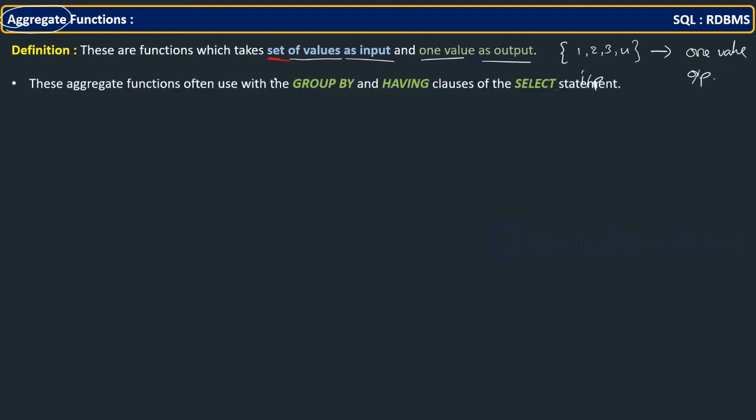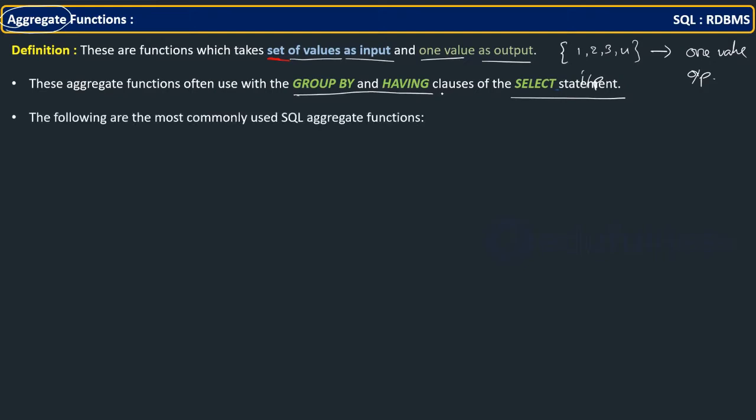These aggregate functions are used with the group by clause and having clause of the select statement, and we will see how to use all of these. Now the following are the most commonly used ones. Let us see sum. These are the set of values, and the sum is the sum of all these values: 1 plus 2 plus 3 plus 4. So the sum is 10, and you see only one value as output.